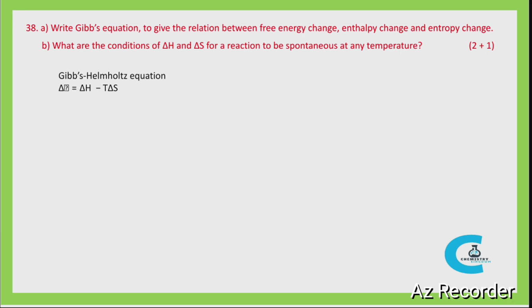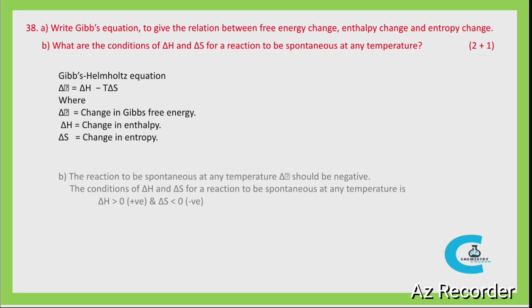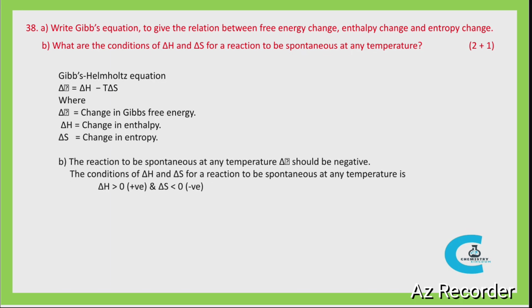The Gibbs-Helmholtz equation, we call it delta G is equal to delta H minus T delta S. Delta G is equal to delta H minus T delta S. Where delta G is change in Gibbs free energy, delta H is change in enthalpy, delta S is change in entropy. Condition for delta S and delta H for the reaction to be spontaneous: for a reaction to be spontaneous, delta G should be negative. So when delta H is positive, delta S should be negative.